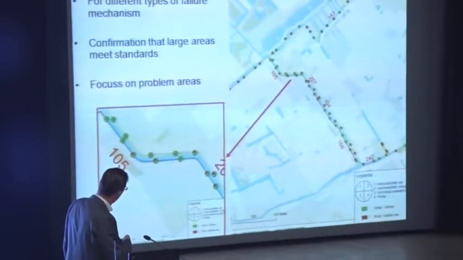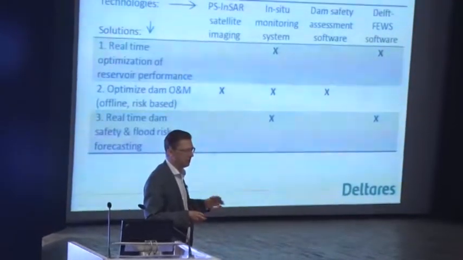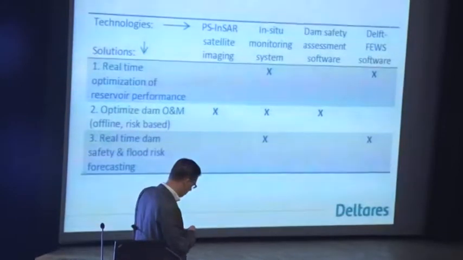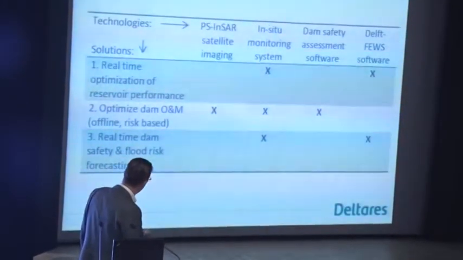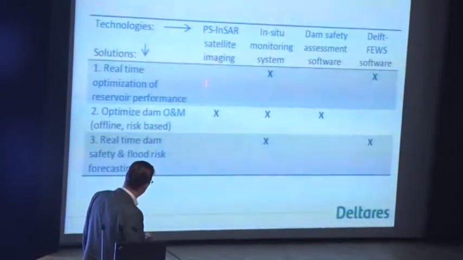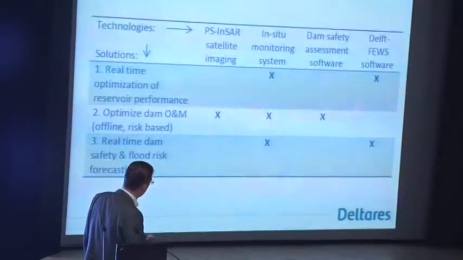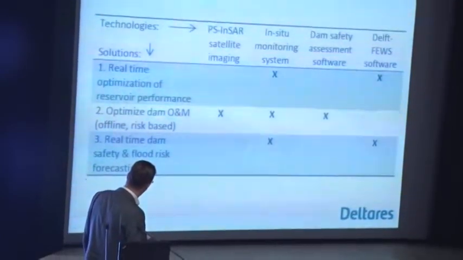For example, here you see a canal and another canal with a few of the technologies we of course want to apply, but the question is what do we want to achieve with that? And that is shown in this diagram. So here you see the technologies: the InSAR imaging, the in situ monitoring system, dam safety risk analysis, and this FEWS software. And these are the objectives we want to achieve.